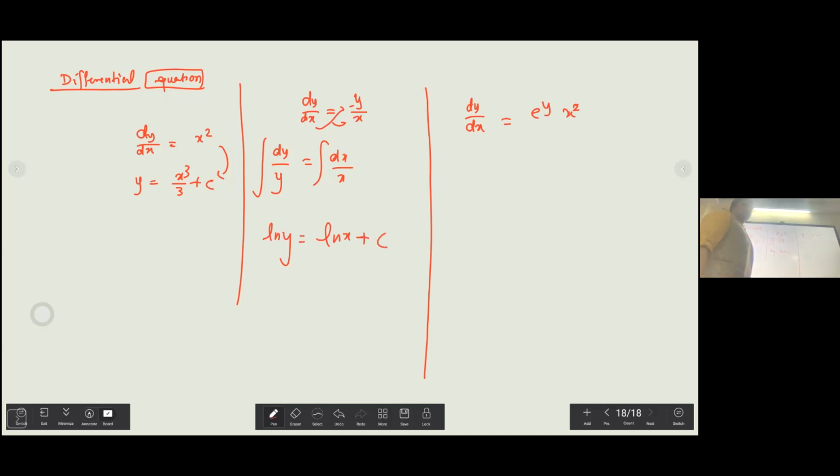So if I put the constant as plus c, it will be ln. I can write this as ln y minus ln x equals a constant. So this can be written as ln of y over x equals a constant. So y over x equals e to the power of the constant, which I can take as another constant, a. So we basically get y equals ax.